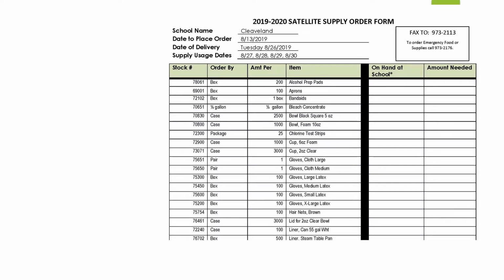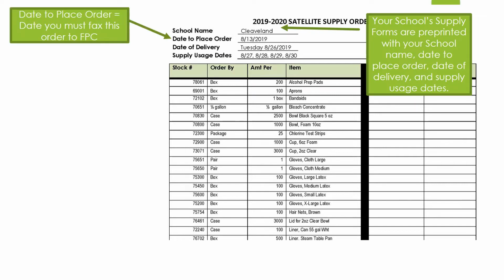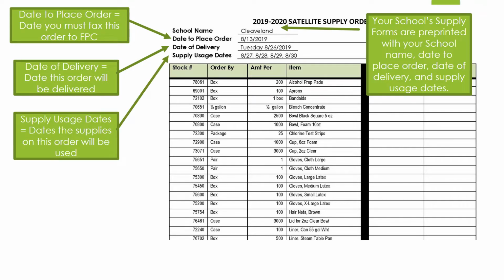This is what the supply order form looks like. Each school will receive a packet of supply order forms from the Food Production Center office every couple of months. Your school supply forms are pre-printed with your school's name, date to place the order, date of delivery, and supply usage dates. The date to place the order is the date you must fax the order to FPC. Date of delivery is the date the order will be delivered. Supply usage dates are the dates the supplies on the order will be used.